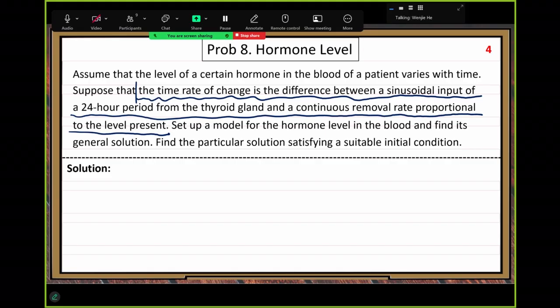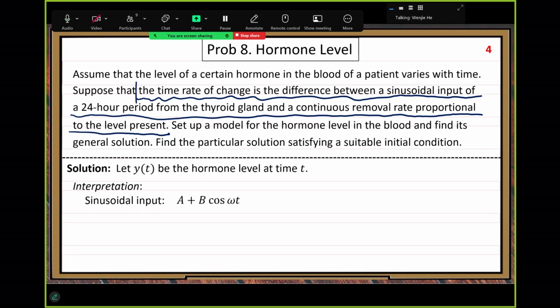All right, then let us write the equation explicitly, term by term. Y of t, the hormone level at time t, is the interpretation of the given physical law. Sinusoidal input: we need a function, right? A general one. So what's that function? Sinusoidal, sine of some angle. Here we use A plus B cosine.